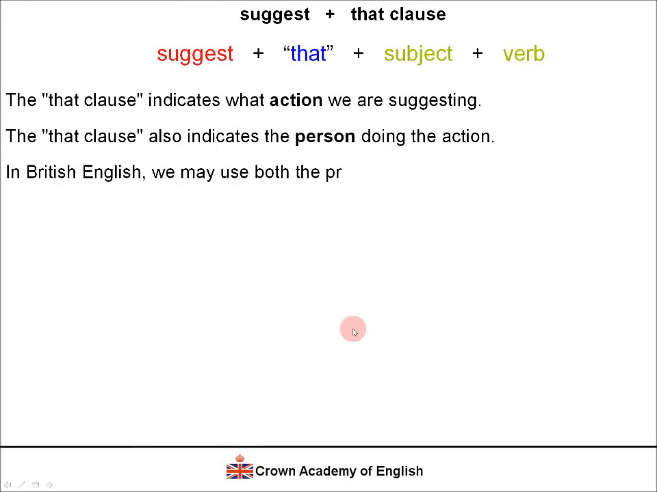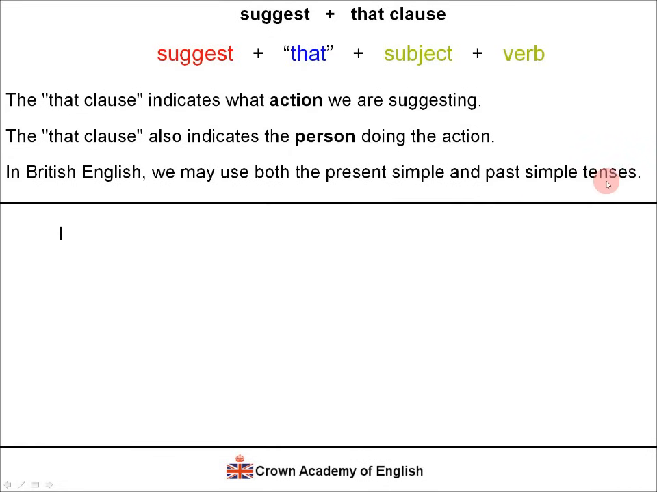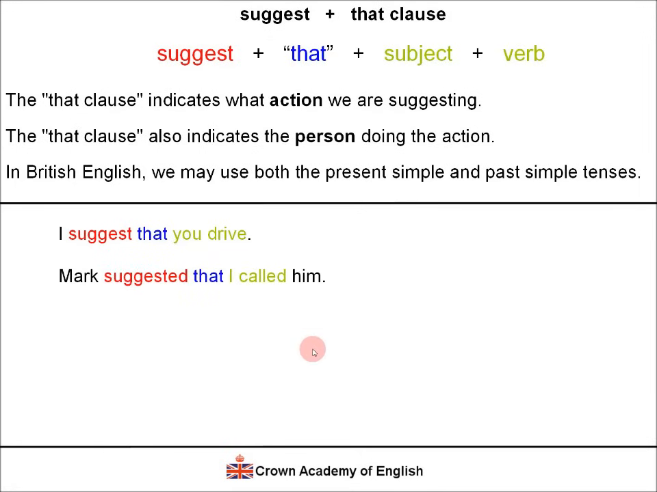And in British English, we may use both the present simple and the past simple tenses. Example, I suggest that you drive. So this is the that clause, that you drive. This is the subject. This is the verb. Okay, so we know the action that we are suggesting, and we also know the person, you. Mark suggested that I called him.